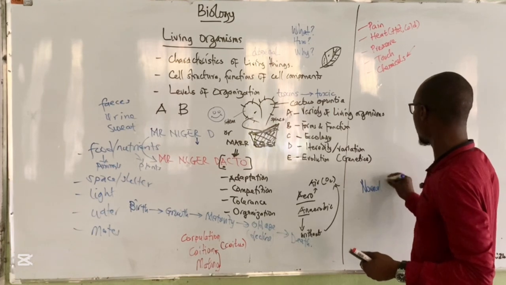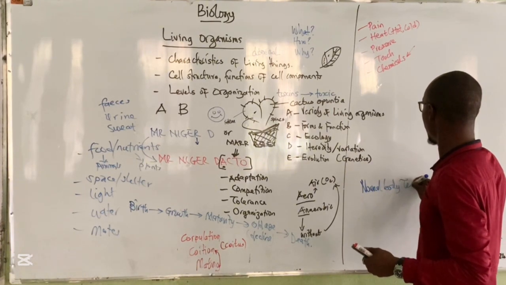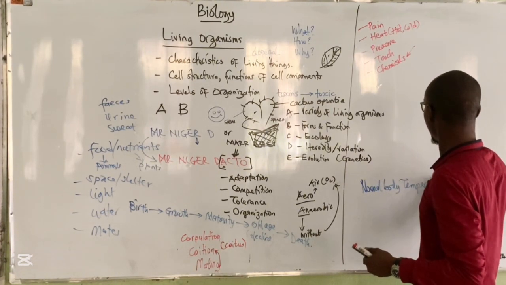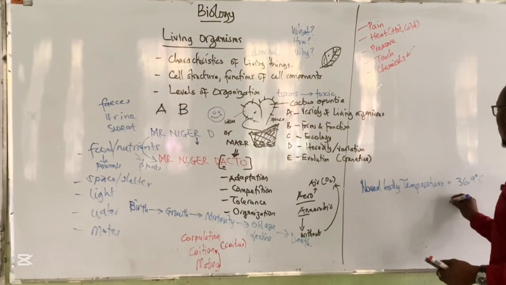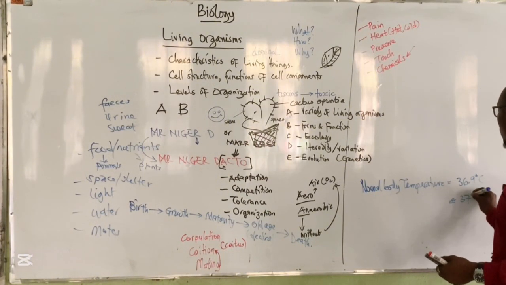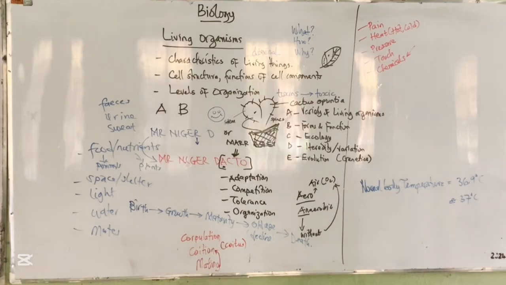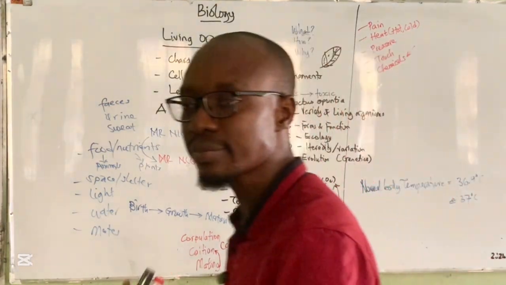Normal body temperature is 36.9 degrees Celsius, or approximately. Normal body temperature is what? 37. So anything below this value, you are not considered to be normal. Hello? Like I said, normal body temperature is what, class? 36.9. Or make we no flog the matter too much. Normal body temperature is 37.